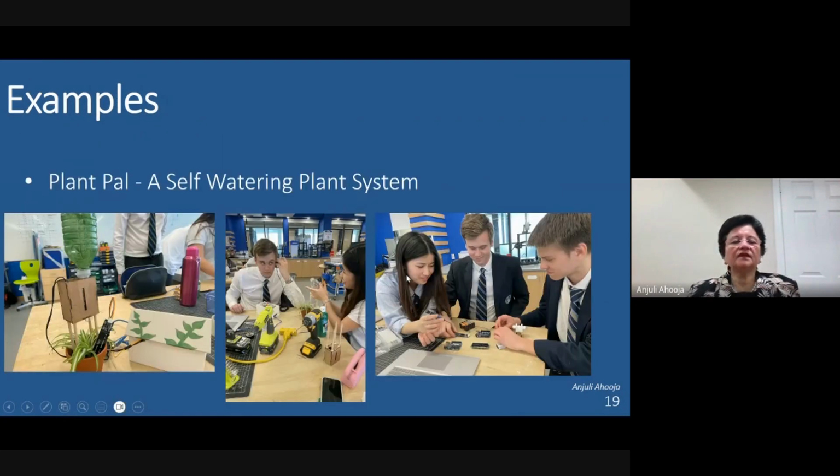If you notice here, their aesthetics, they made a small house for the system here, and they painted it. The whole system was very small and looked really nice.